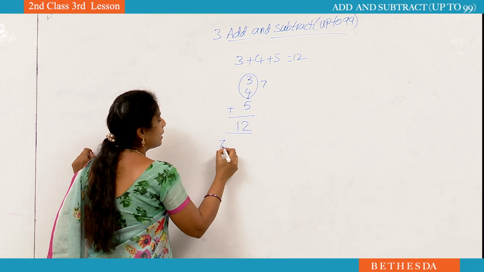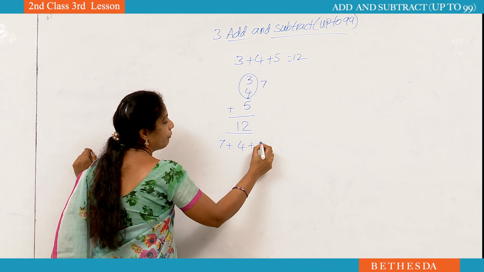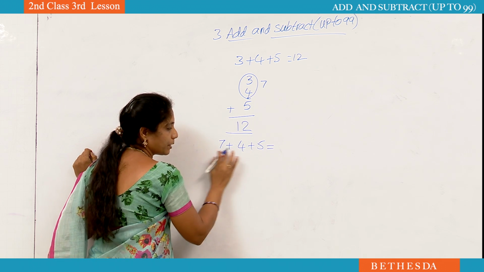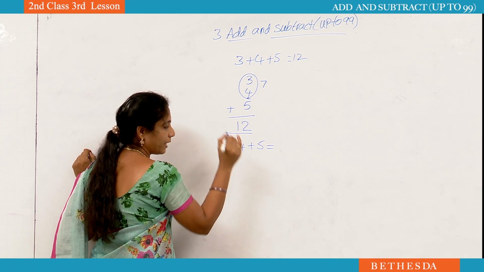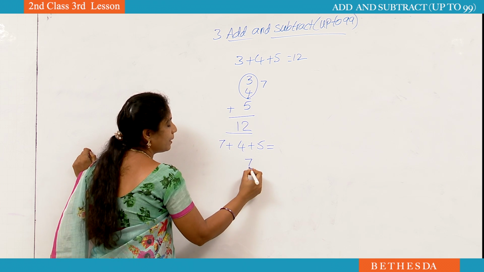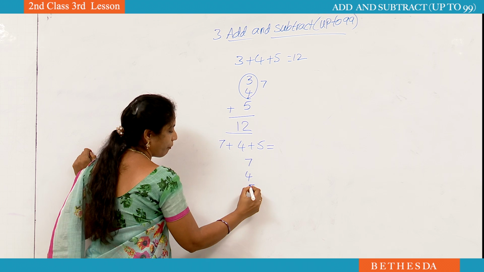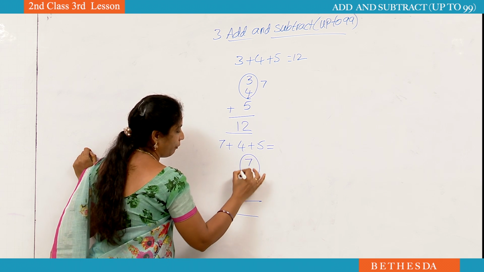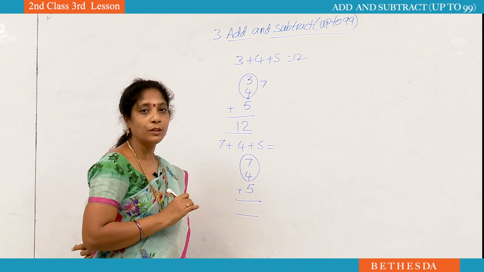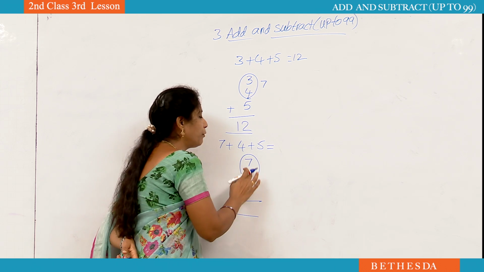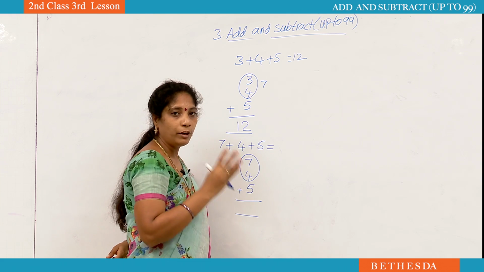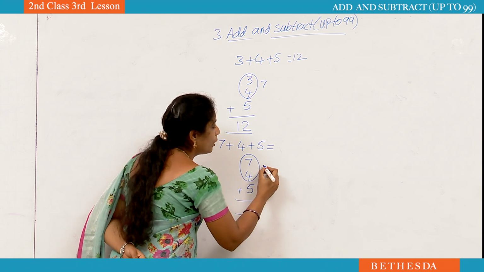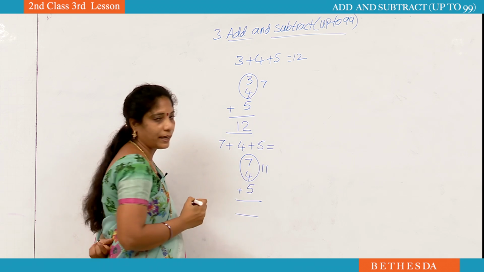See here, 7 plus 4 plus 5. See how to arrange those numbers. In these numbers we have only 1 digit, so we arrange only in ones place. 7 plus 4 plus 5. While we are doing 3 numbers addition, first we have to circle 2 numbers and add those 2 numbers. 7 plus 4. 7 is in my mind, 4 is in my hand. After 7, 8, 9, 10, 11. We got 11. You can write the 11 beside that.